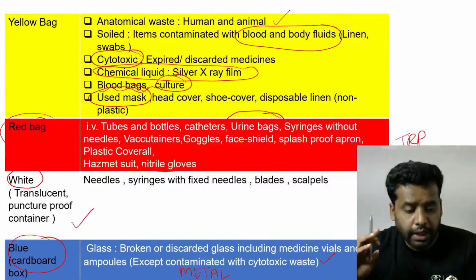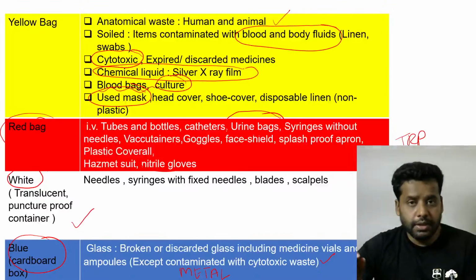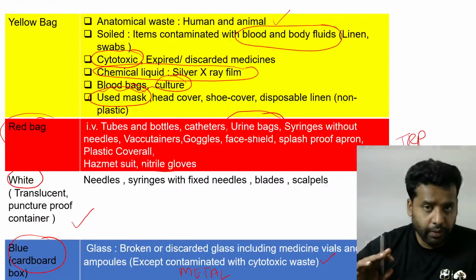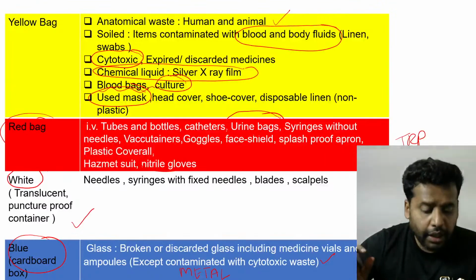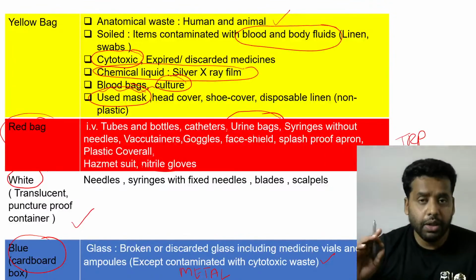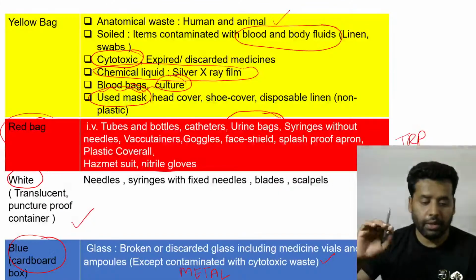What is my point? Yellow, red, white, blue. What is for blue? Glass, either broken, unbroken. But if glass with cytotoxic waste, yellow color. And metallic implants will go in blue box, that is cardboard box with blue marking, what they say.